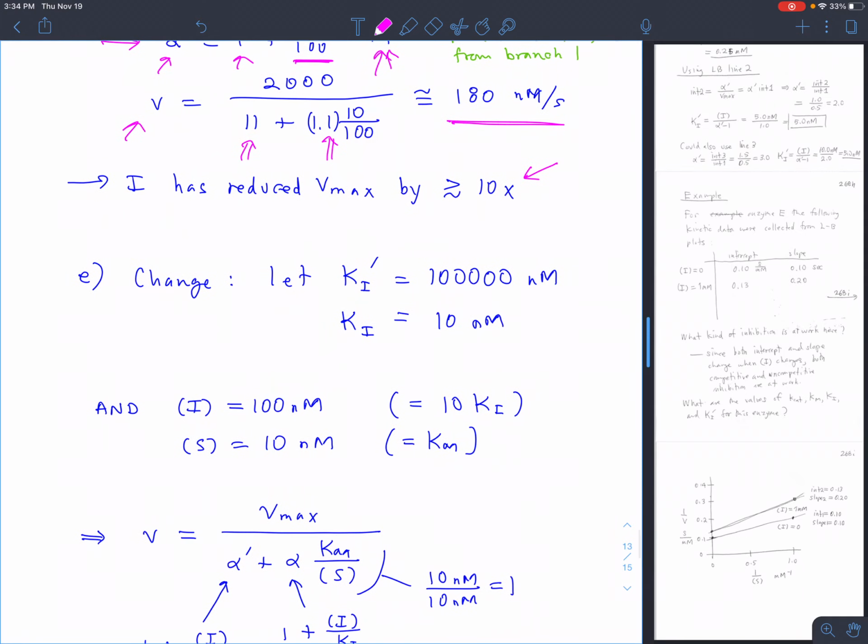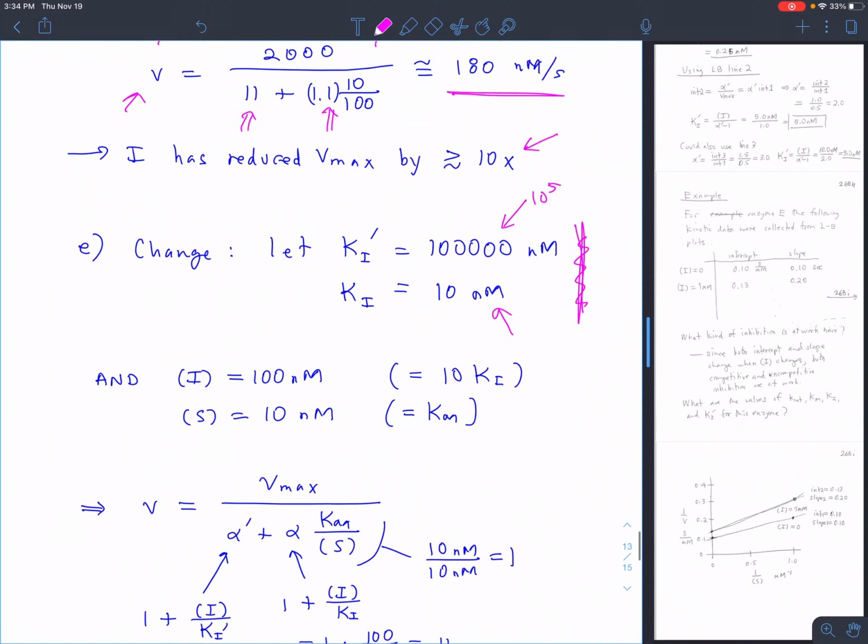All right, now let's change the parameters, because with the original setup, we couldn't really turn on branch 1 without also turning on branch 2. And we want to see what happens with branch 1 alone. So let's change the parameters. I made Ki prime now huge, 10 to the 5th. So we're not going to be able to turn on branch 2 anymore. And I've made Ki smaller. It was 100, now it's 10. So we will be able to turn on branch 1, and let's see what happens.